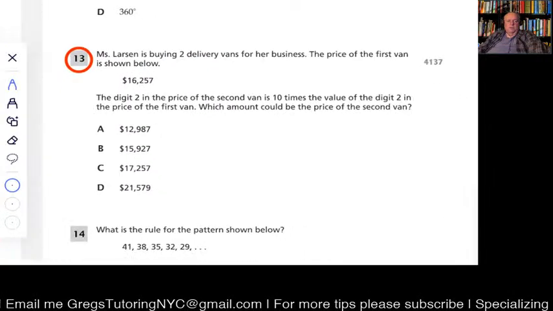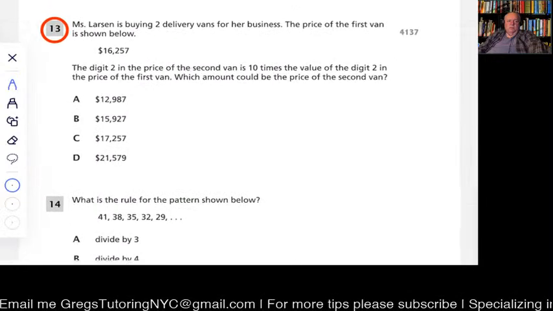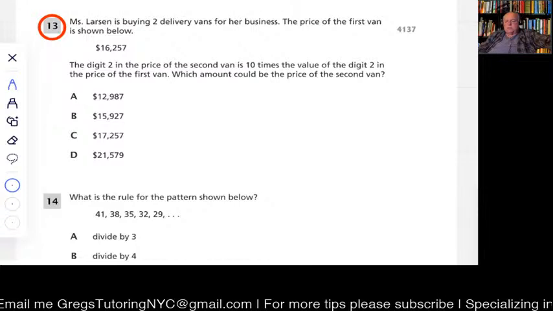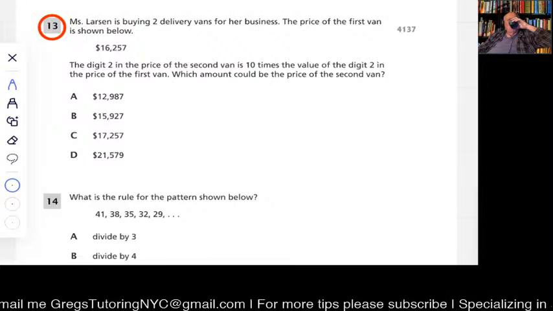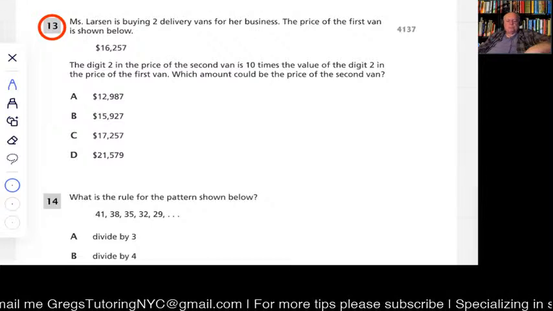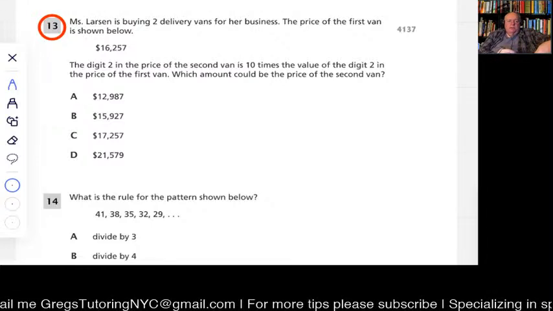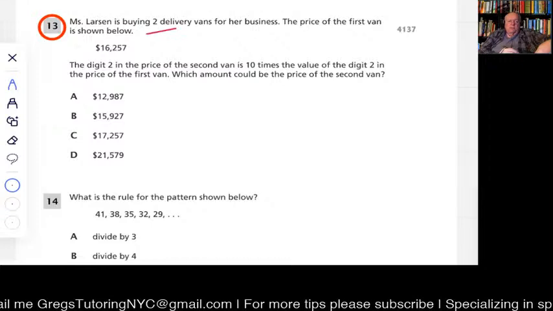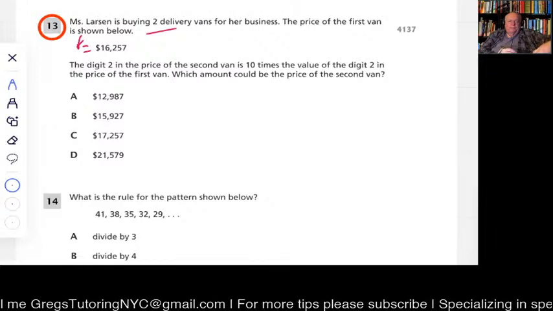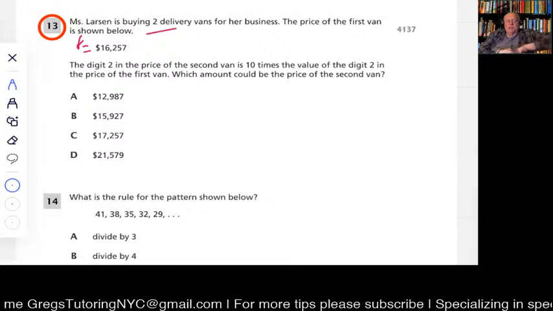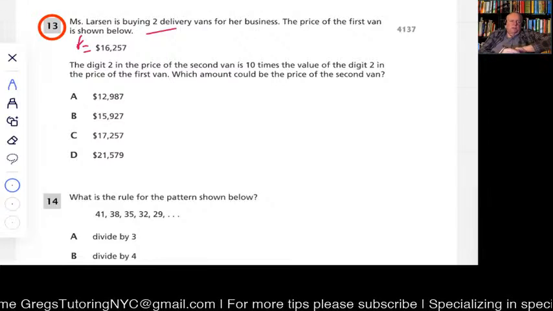Okay, we only have a few more problems left here. So this problem kind of turns out to be easy, and I think it's the words that just blow kids' minds. So Miss Larson is going to buy 2 delivery vans. The price of the first one is here. In a way, the 16257 is our illustration. So she's buying 2 delivery vans.